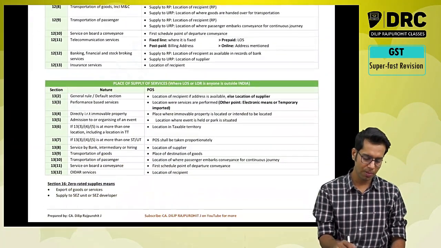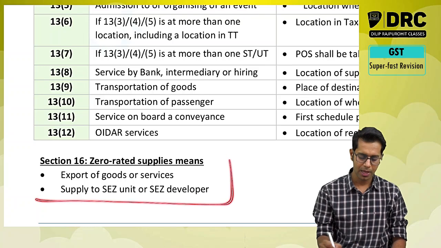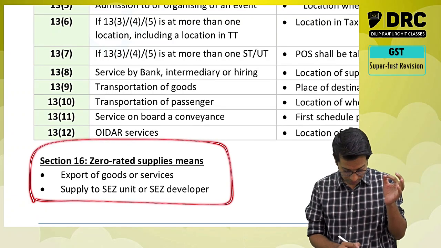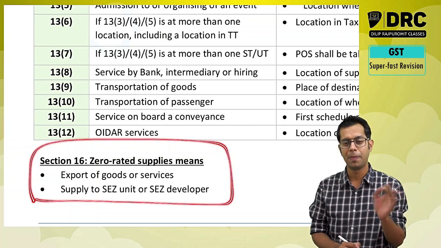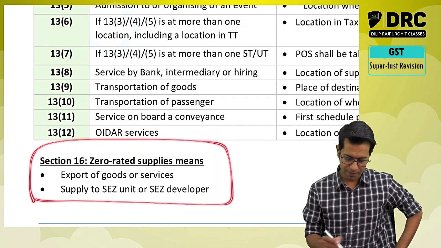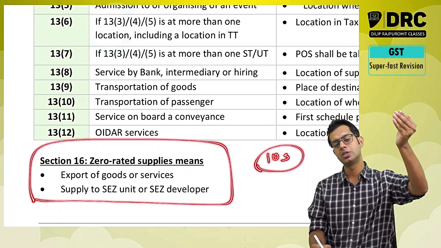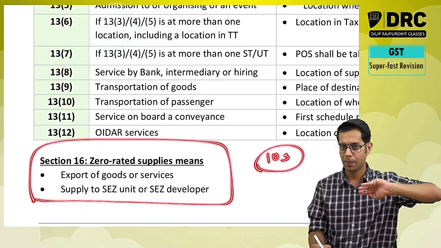Now, one more point is there in this chapter, which is what, sir? What do you mean by zero rated supply? Zero rated supply means export of goods or services or supply made to an SEZ unit or SEZ developer. And one more point, importation of services means the supplier is located outside India, recipient is located in India, and the place of supply is in India.